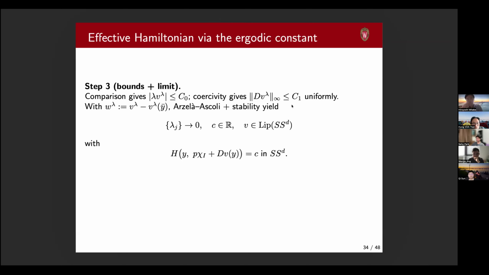So we can also find the bound for lambda times V lambda. And also coercivity gives the bound for the gradient of V lambda. And then we define W lambda, which is V lambda minus V lambda at some reference point. And also, since the S of D has a finite diameter, W lambda is equibounded and equicontinuous, so that we can use the Arzelà-Ascoli theorem there. So there exists a subsequence of lambda which makes negative lambda V lambda converge to C, and W lambda converges to the solution of the corrector problem. So we just showed the existence of the ergodic constant and the corrector.